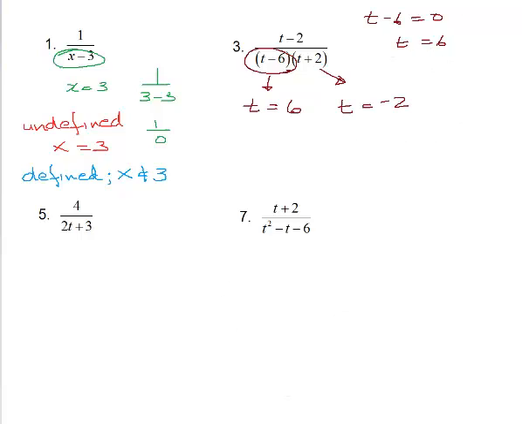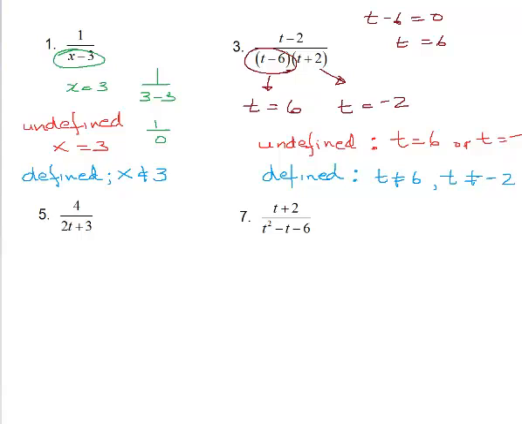Now, again, depending how you're asked, if it's undefined or defined. When we say undefined, what values make it undefined? That's the actual values themselves. Then we would say t equals 6 or t equals negative 2. That's how we would write it. If we're asked for defined, then it's every other value but that. So t not equal to 6 and t not equal to negative 2. So depending on how you're asked.